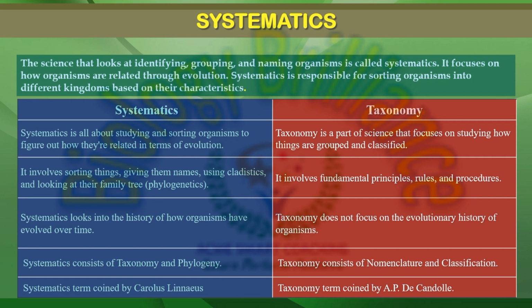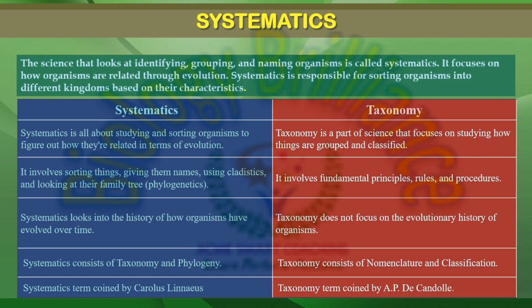Systematics is all about studying and sorting organisms to figure out how they're related in terms of evolution, whereas taxonomy is a part of science that focuses on studying how things are grouped and classified. Systematics involves sorting things, giving them names, using cladistics, and looking at their family tree, phylogenetics, whereas taxonomy involves fundamental principles, rules, and procedures. Systematics looks into the history of how organisms have evolved over time, whereas taxonomy does not focus on the evolutionary history of organisms.